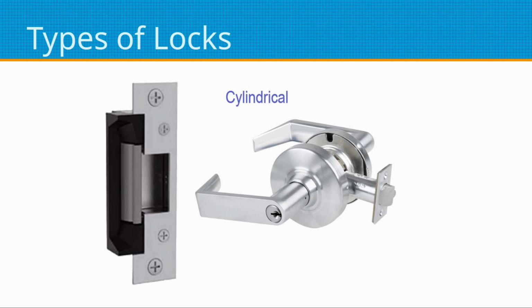And then another very common type is a cylindrical lock. This is probably the same type of lock that you have in your home. It's pretty common on office doors. They're usually cheaper than the mortise locks, and so a lot of new buildings have these cylindrical locks just from a cost factor. And on the left there is an electrified cylindrical strike.